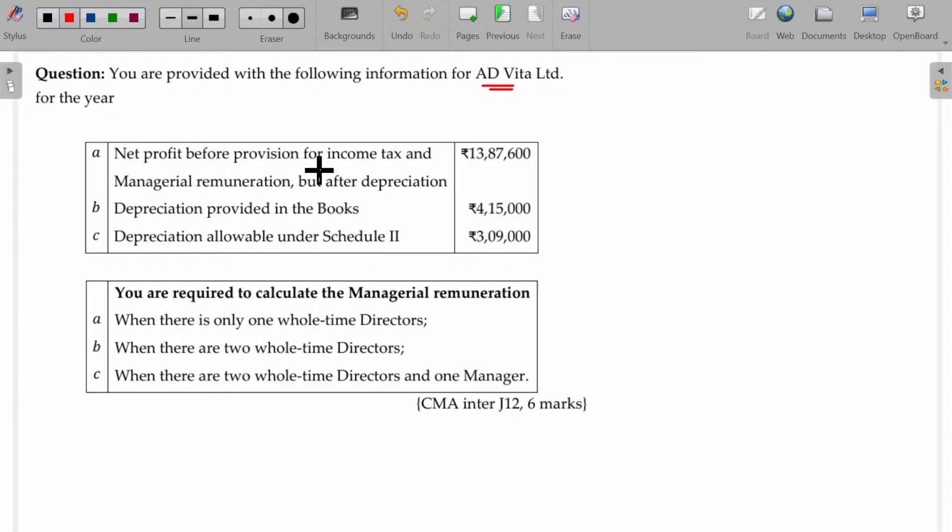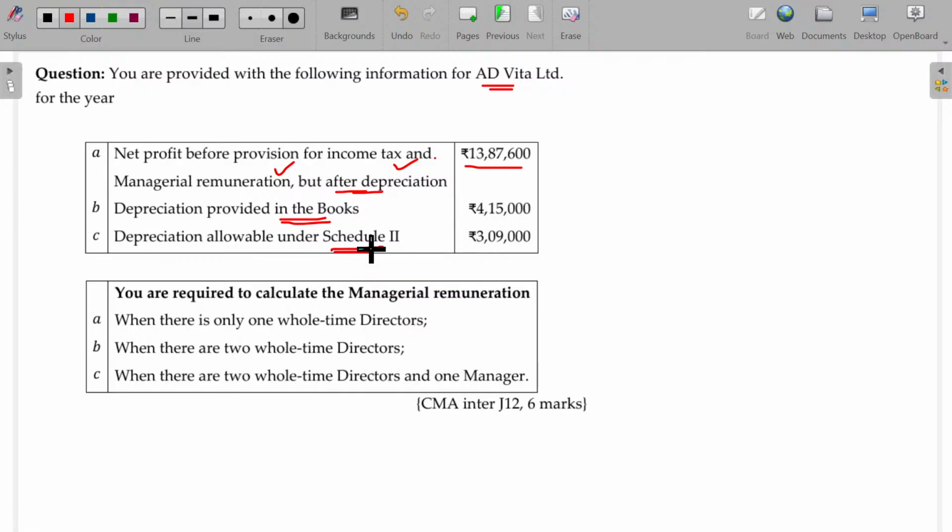Net profit before provision for income tax and manager remuneration, but before depreciation, being this one. Okay, this is the net profit before manager remuneration and depreciation, but after depreciation. The depreciation will be provided in the books, but you have to calculate the depreciation as per Schedule number 2 of the Companies Act. For the PGBP calculation for income tax purposes, you depreciate as per section 32. Similarly, whatever depreciation you debited in your P&L account is not acceptable for the calculation of manager remuneration. So for that, you have to refer to Schedule number 2 of the Companies Act.